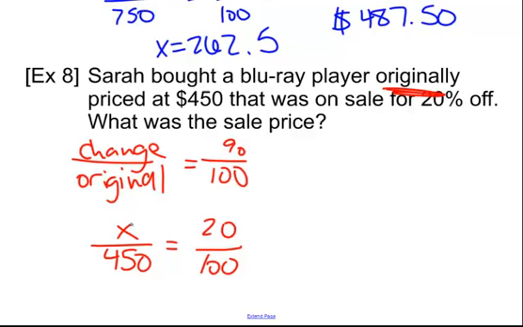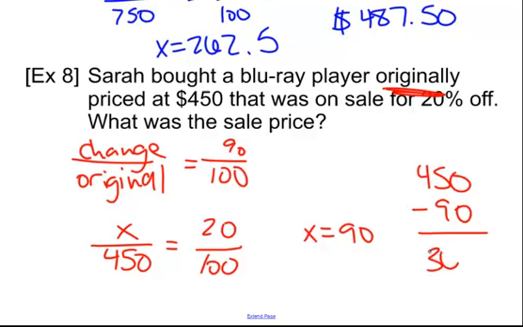And so we're going to cross multiply 20 times 450 divided by 100, and that's 90. So x is 90. So that means the price changed from $450. It changed by 90. So it's not going to cost $90. It's actually going to be reduced. It's going to decrease by $90, and we end up with $360 for the sale price. So the sale price is $360. That's what you'd write in your sentence.